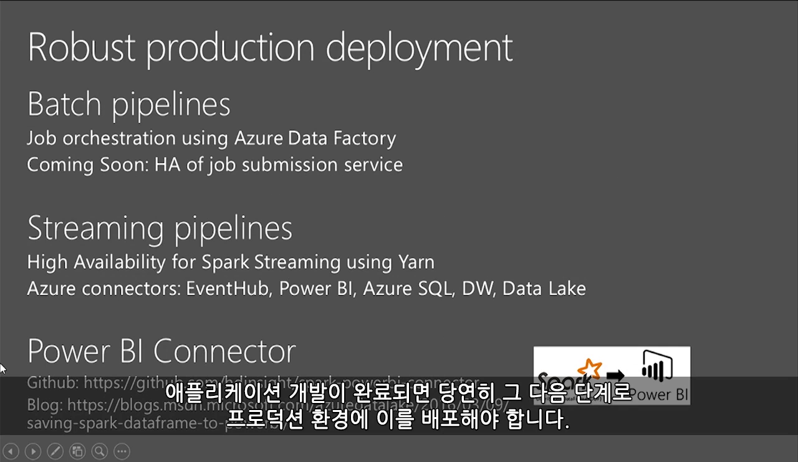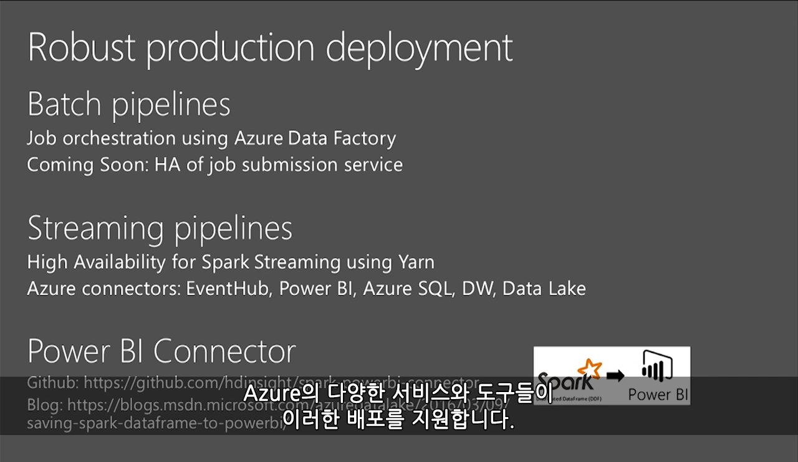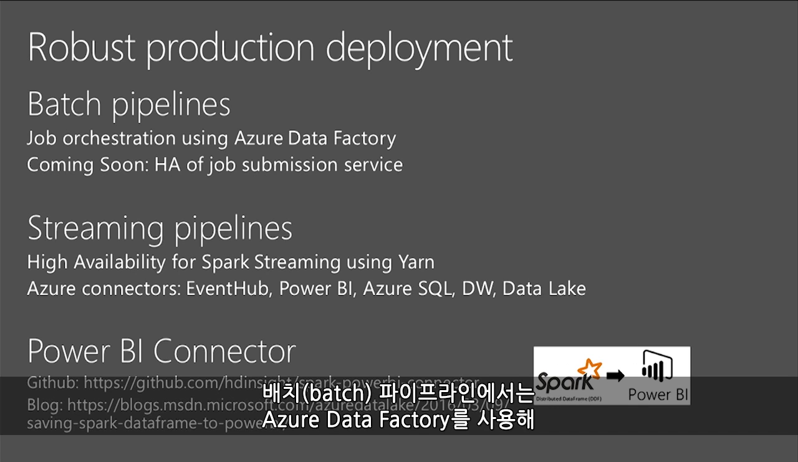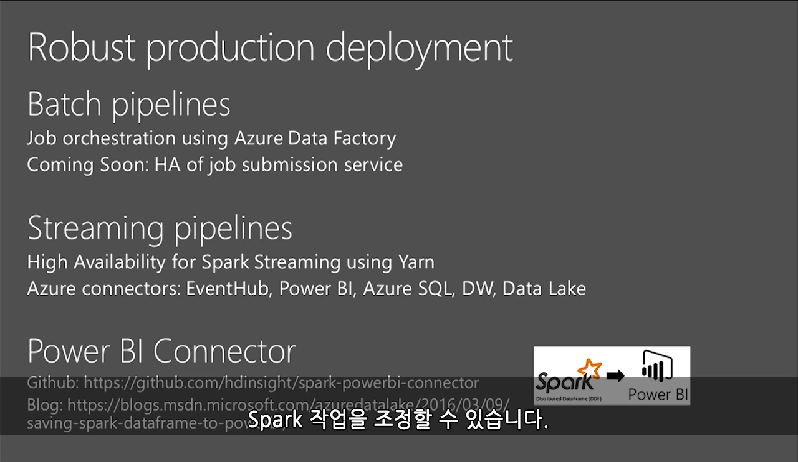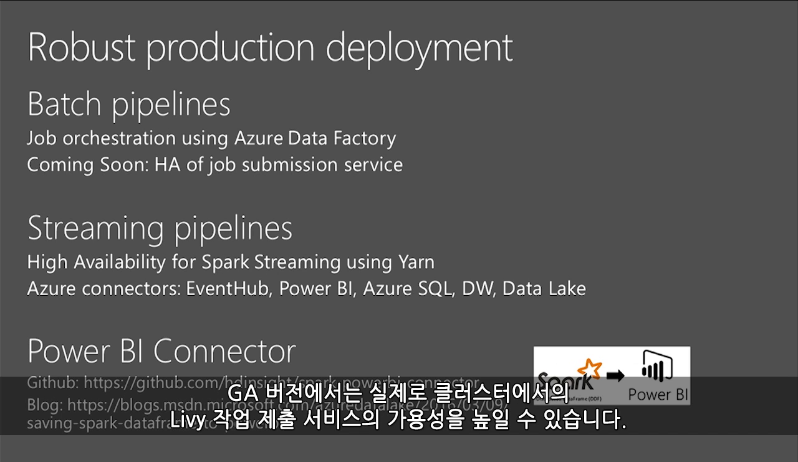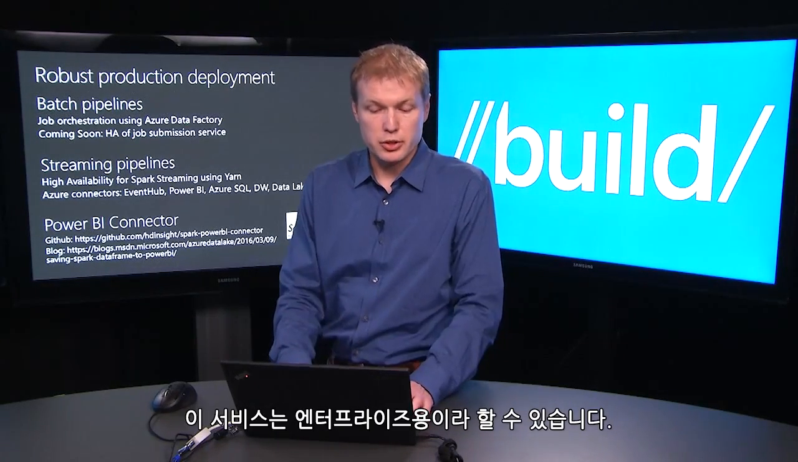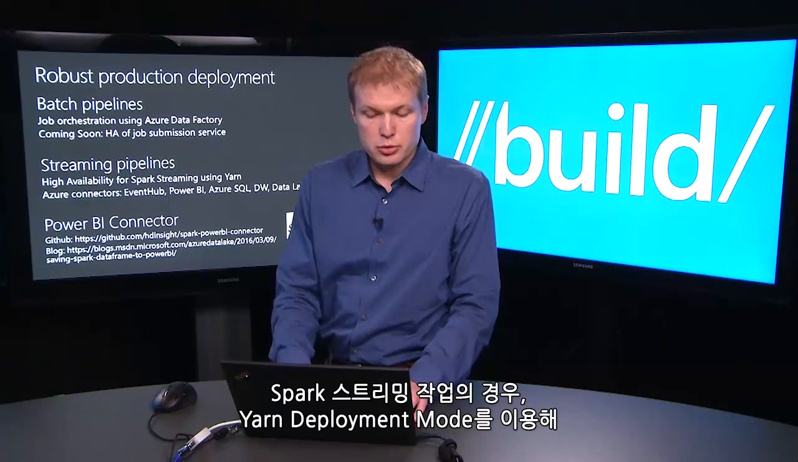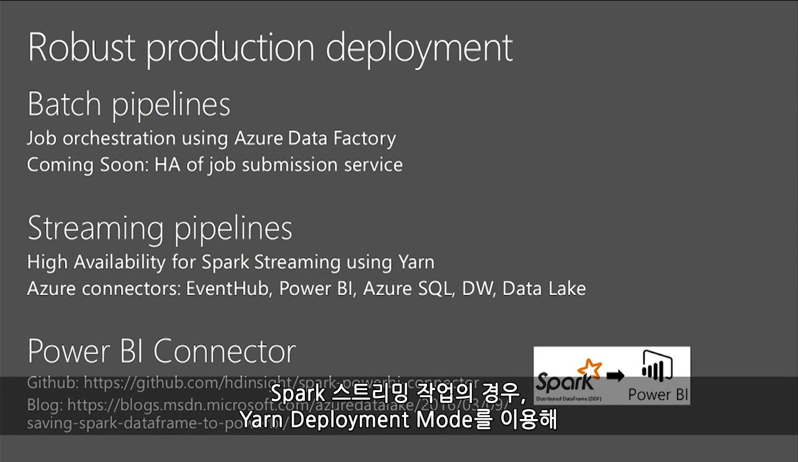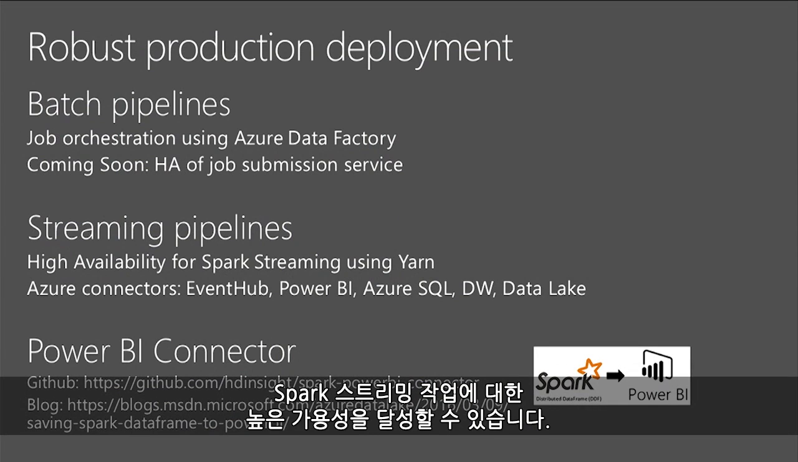So once you finish developing your application, the next logical step is to achieve production deployment. And this is supported by a variety of services and tools in Azure. For batch pipelines, you can use Azure Data Factory to orchestrate your Spark jobs. And as part of the GA release, we'll actually enable high availability for the Livy job submission service in the cluster. So that would be ready for enterprise use. For Spark streaming jobs, we can rely on Yarn deployment mode to achieve high availability of your Spark streaming jobs.